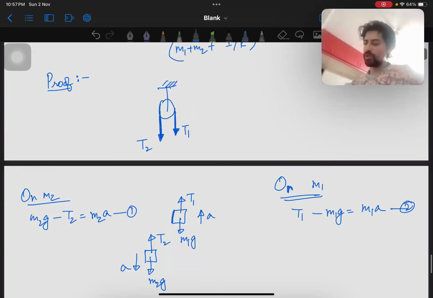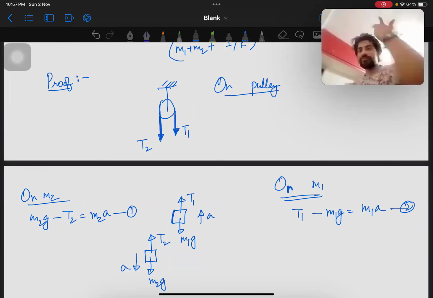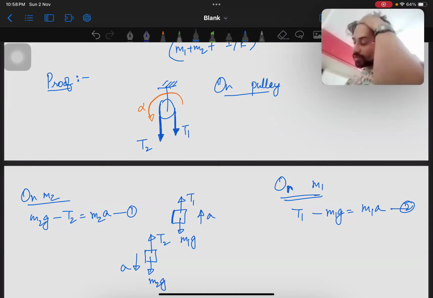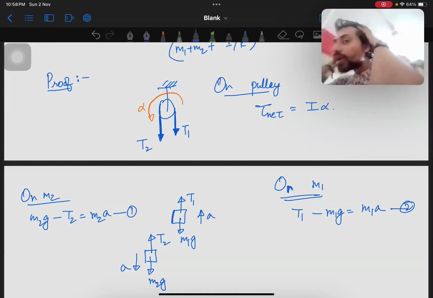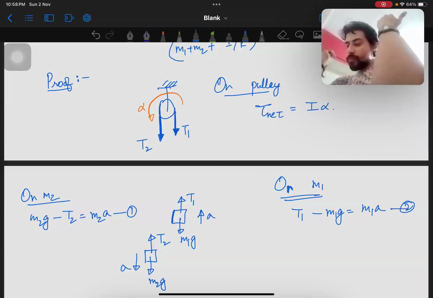And now let's go to the pulley. On the pulley, what is the direction of the angular acceleration? If the left one is going to go down, can we argue that this will be the direction of alpha? Yes. Then the net torque is equal to the moment of inertia times the angular acceleration alpha. Torque is I alpha.